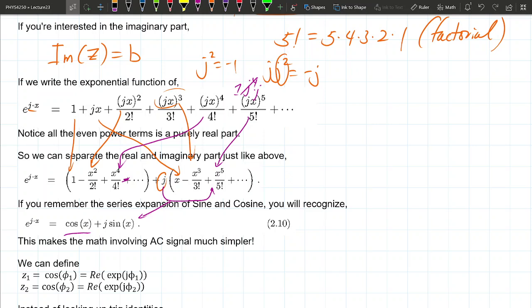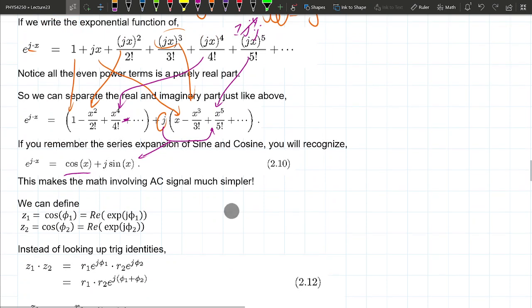So the real part of this exponential is cosine of x. The imaginary part is just sine of x, which is really nice. Because remember what we had to deal with when we did cosine? When we do cosine squared, we have to remember, oh, go to the internet and look up this trig function stuff, right? Well, let's see how that happens now.